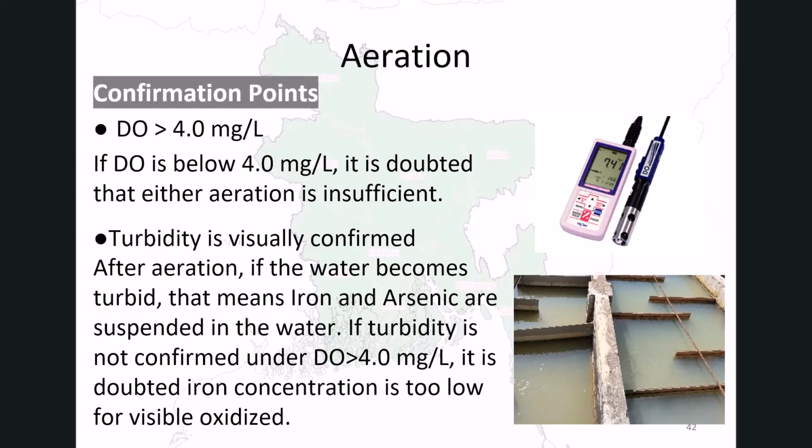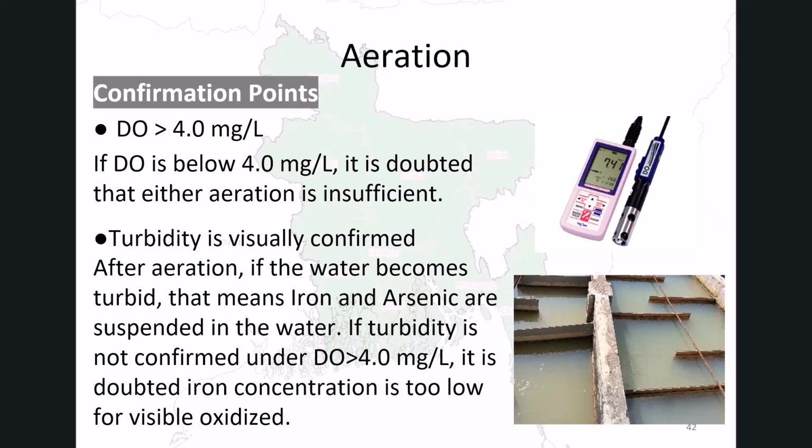Here are the confirmation points for aeration. We begin with the dissolved oxygen level. If DO is below 4.0 milligrams per liter, aeration is insufficient. Poor DO directly affects the oxidation of iron and arsenic, which means these contaminants will carry over into the sedimentation tank and the RSF. We also observe the appearance of water after aeration.